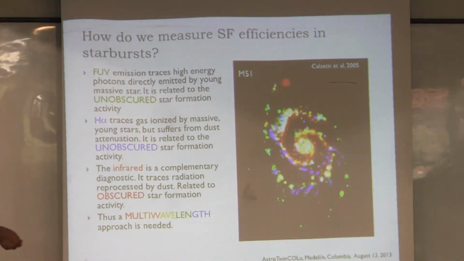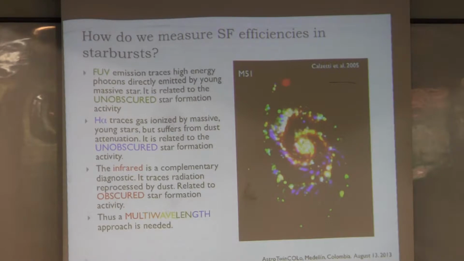How do we measure how efficiently these systems are producing stars? Well, we measure the light. That's exactly what Elena told us before, that we astronomers depend on the light, and that's why we need to study all the radiation transfer things. We look at the emission of these systems in different wavelengths.